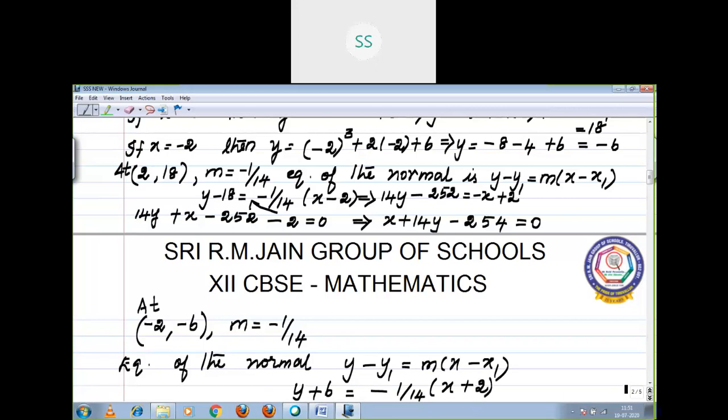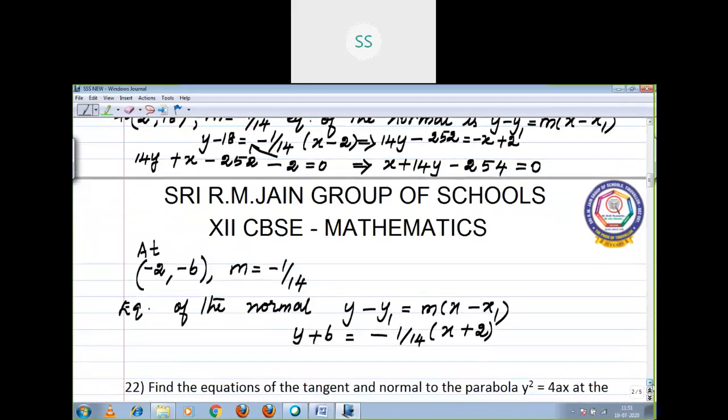Minus into minus is plus. Now we are going to simplify, right? 14, you cross multiply. Then what can you get? 14y plus 14 into 6, 6 fours are 24, so 84, right? Which is equal to minus x minus 2, which implies x plus 14y. Then you shift minus 2 to this side. What can you get? Plus 2. 84 plus 2 becomes 86 equal to 0.